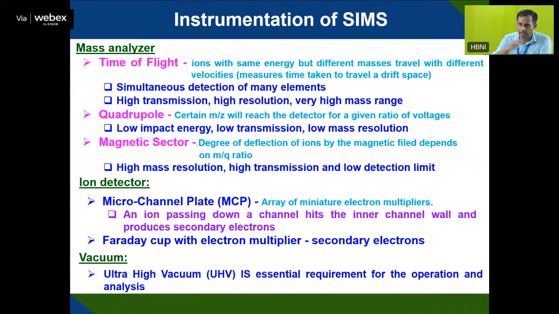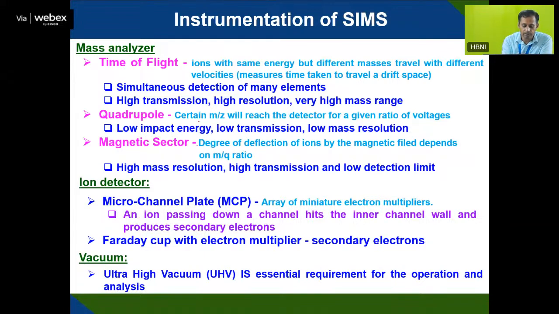One is time of flight. Ions with the same energy but different mass travel with different velocities. Even though they have the same energy, if the mass is different, they will move with different velocity. So it measures the time taken to travel a drift space. Time of flight allows simultaneous detection of many elements. It has high transmission, high resolution, and a very high mass range. Depending upon the mass of the element, you can identify them by time of flight.